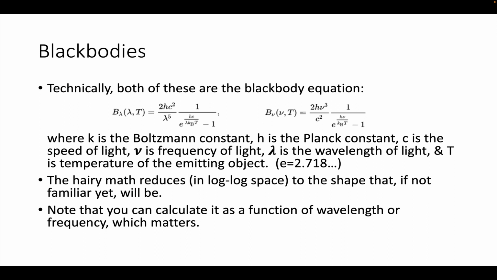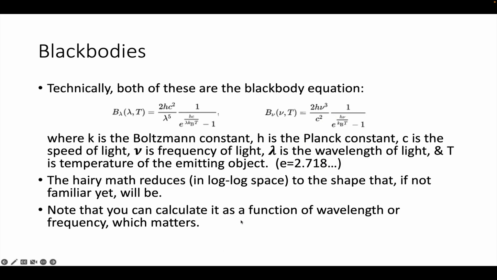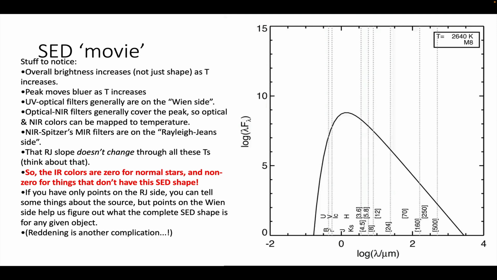Okay? So hopefully you've gotten the idea here of all of the constants. This hairy math reduces in log space to that shape that was on this slide here. And if that shape isn't familiar yet, it will be. You can calculate this function either as a function of wavelength or frequency. And the shape of it is slightly different depending on whether you do it as a function of wavelength or frequency, depending on which parameter space you're in.